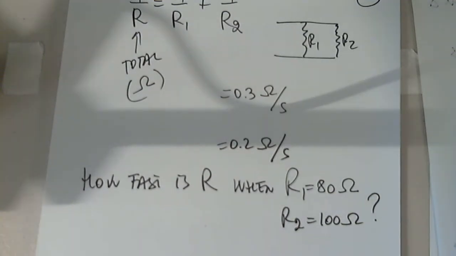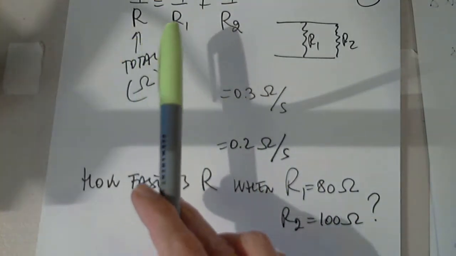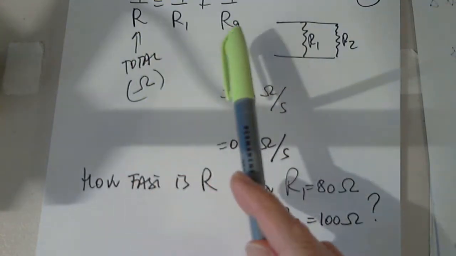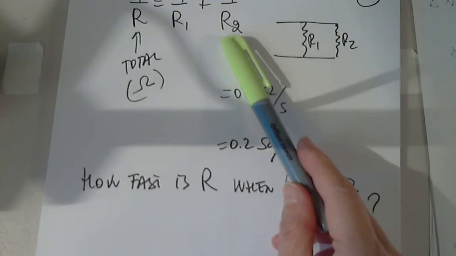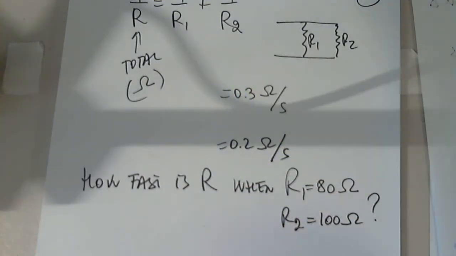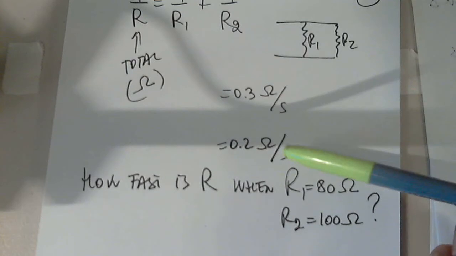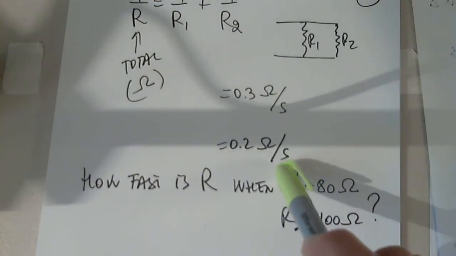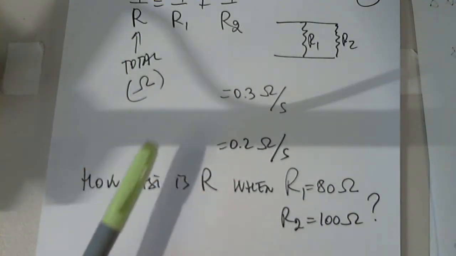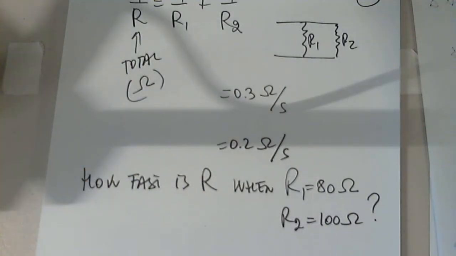So let's read the problem one more time. If two resistors with resistances R1 and R2 are connected in parallel, the total resistance R, all measured in ohms, is given by this relationship. We are lucky, we have the relationship already. If R1 and R2 are increasing at rates of 0.3 and 0.2 respectively, how fast is R increasing or decreasing? We'll see in a moment, of course, increasing, when such and such happens.